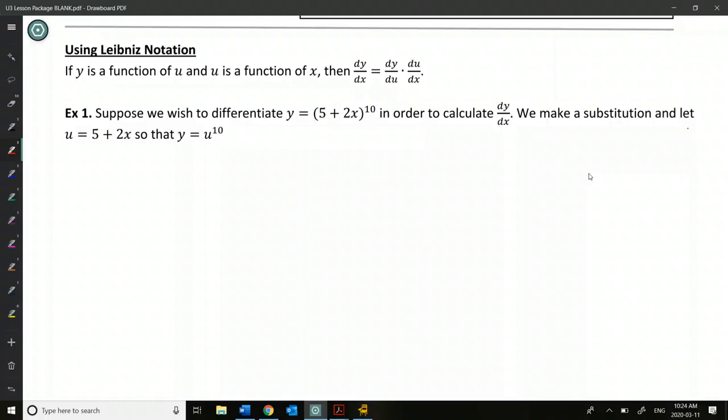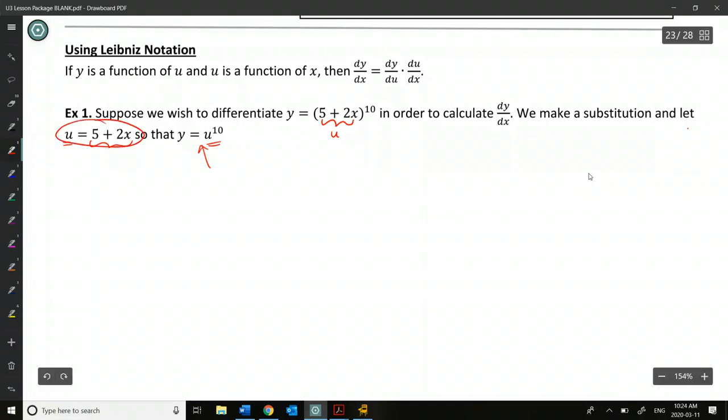So what we do is we're basically going to set the inside of this function equal to u, and then replacing 5 plus 2x with u, we have y is equal to u to the 10. Okay, so we're just subbing in u here. And when we calculate the derivative with respect to x, we have to first calculate the derivative with respect to u, and then we will find the derivative of u with respect to x in that second function.